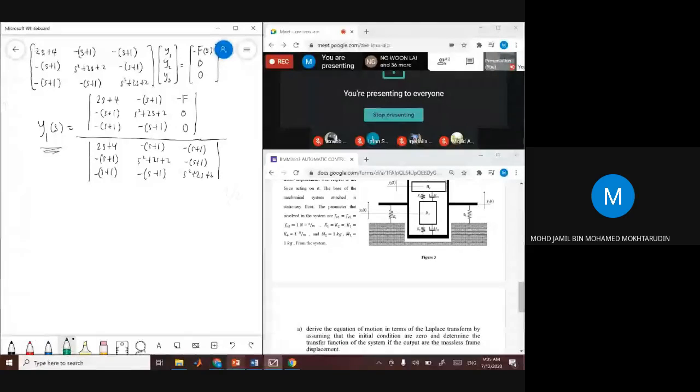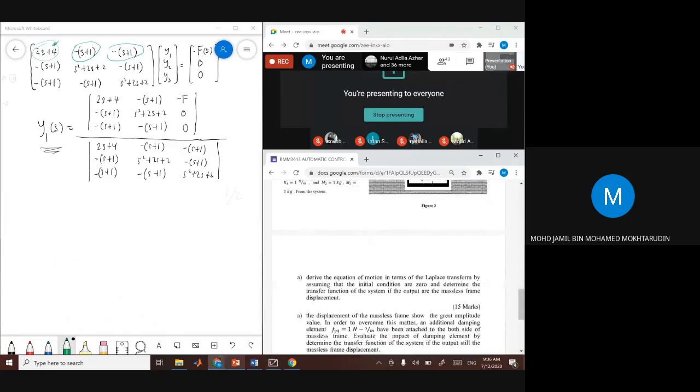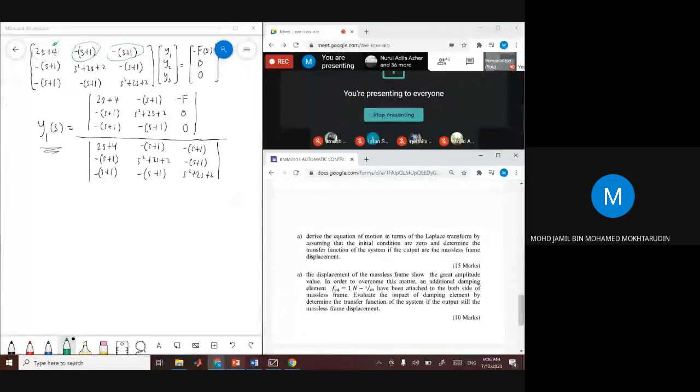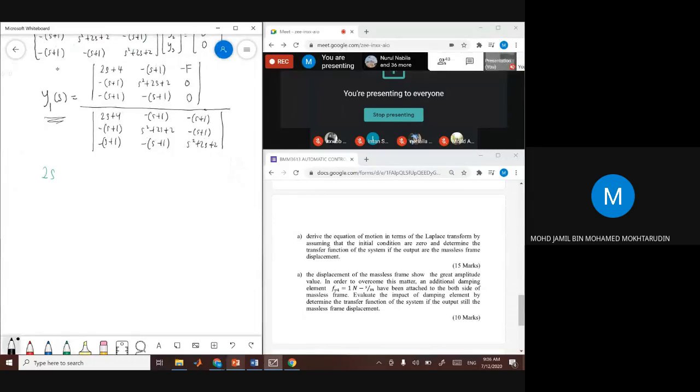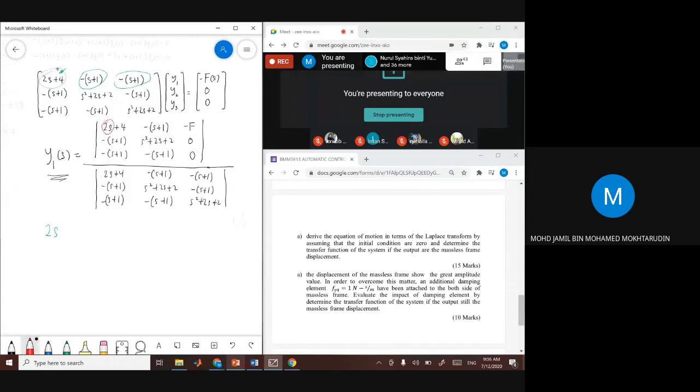and it will not affect the other masses. Okay, it will not affect the other things like this y2 and y3. So it will affect this only. So adding 2 dampers, meaning that you will add 2s. Okay, so your equation now changes from 2s here becomes 4s plus 4.